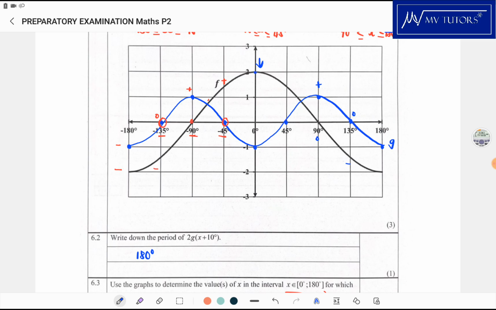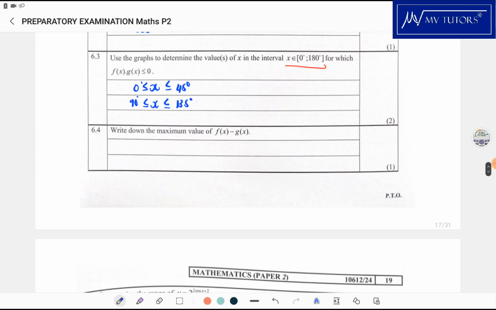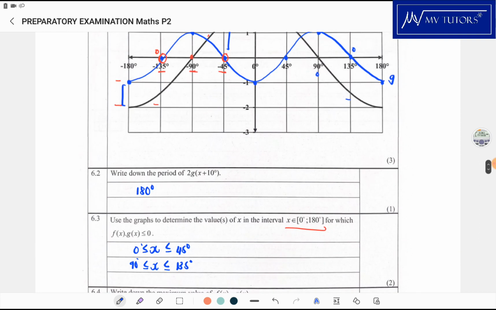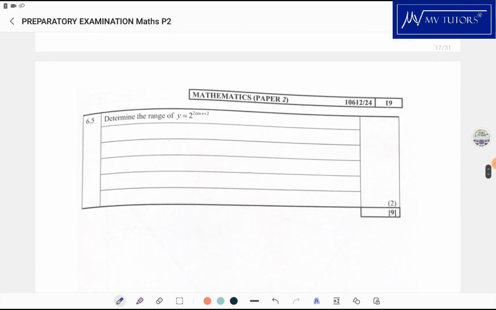Other than that, the spacing in between, you normally get 1. So here it's 1, there it's 1, then there it intersects, then it gets a bit bigger, until we get here. So f of x, we have 2, and g of x, we had negative 1, right? So 2 plus 1 is 3. And then 6.5, last question.